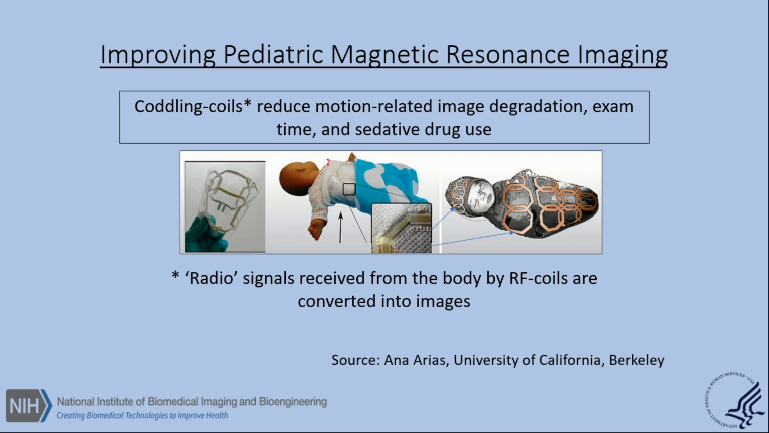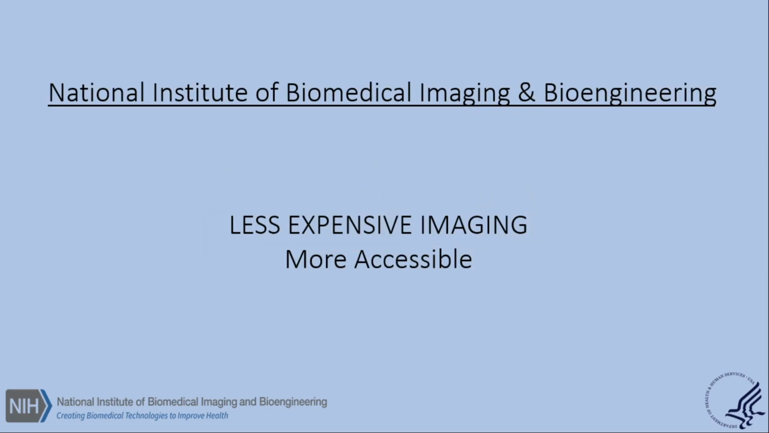Now, as you all know, whoever's done baby scans, they move a lot. We try not to sedate them. It's not a good idea to over-sedate them. So this is a coil that basically coddles the baby, holds the baby still while you're doing your MRI scan. It's a very clever idea that came out of Berkeley, the University of California at Berkeley, and it's very useful for imaging little babies who cannot stay still.